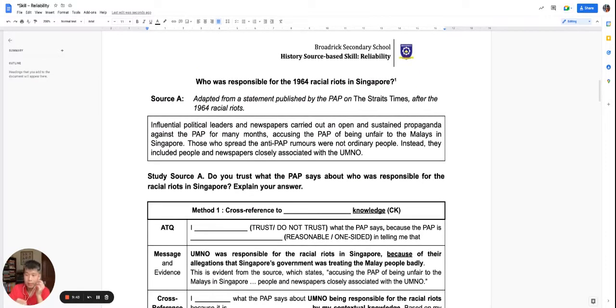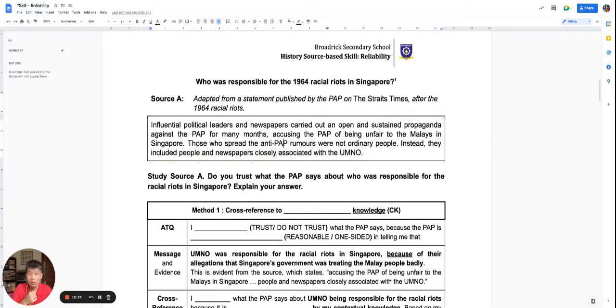Let's say we have a source-based case study on who was responsible for the 1964 race riots in Singapore. I would like you to pause and read this source, Source A, a statement by the PAP on the Straits Times after the racial riots. And the PAP is saying, political leaders and newspapers have carried out an open and sustained propaganda against the PAP for many months, accusing the PAP of being unfair to the Malays. These anti-PAP rumors were spread by people and newspapers associated with UMNO.